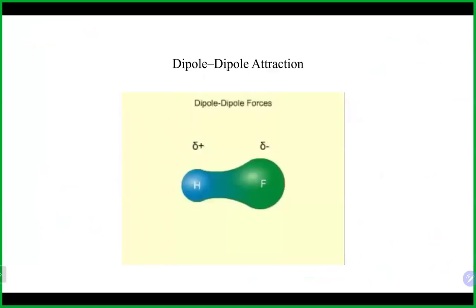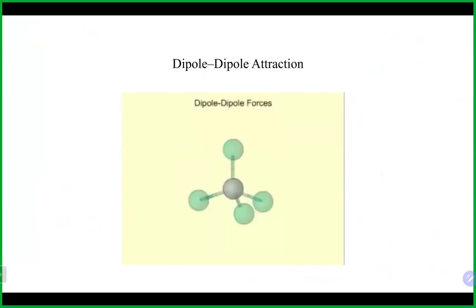Bonds between atoms with different electronegativities have a permanent dipole, that is, a separation of charges, because of the unequal sharing of electrons. Some molecules which contain polar bonds do not have a net dipole. For example, carbon tetrachloride has polar carbon-chlorine bonds, but the polarities cancel as a result of its symmetrical structure. It is therefore a nonpolar molecule.